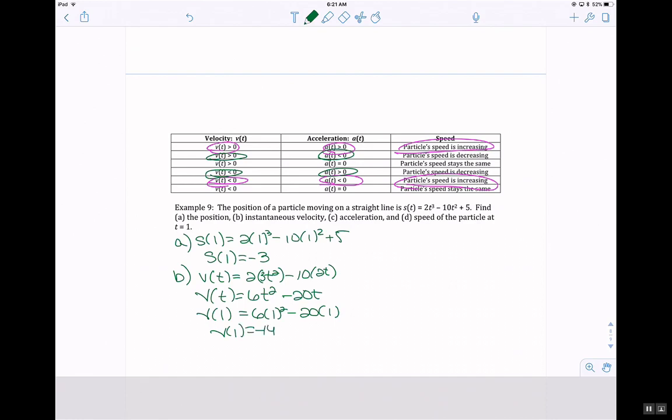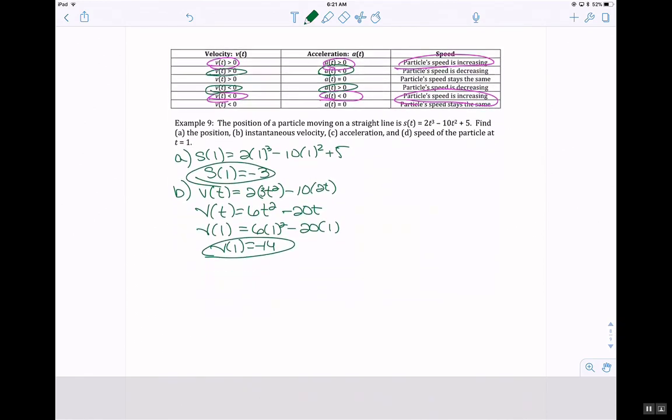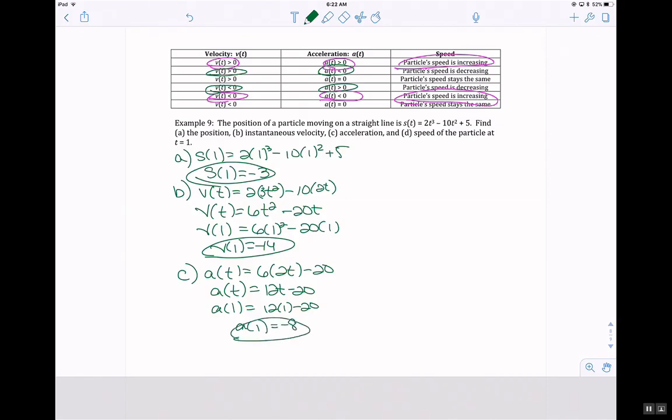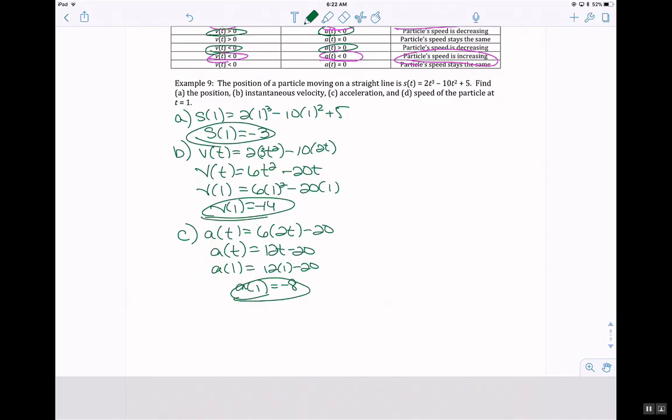Part C, acceleration. Take the derivative again. So a of t is equal to 6 times 2t minus 20. So a of t is 12t minus 20. So a of 1 is 12 times 1 minus 20, which a of 1 then is negative 8. Speed of the particle is the absolute value of velocity, which is positive 14.